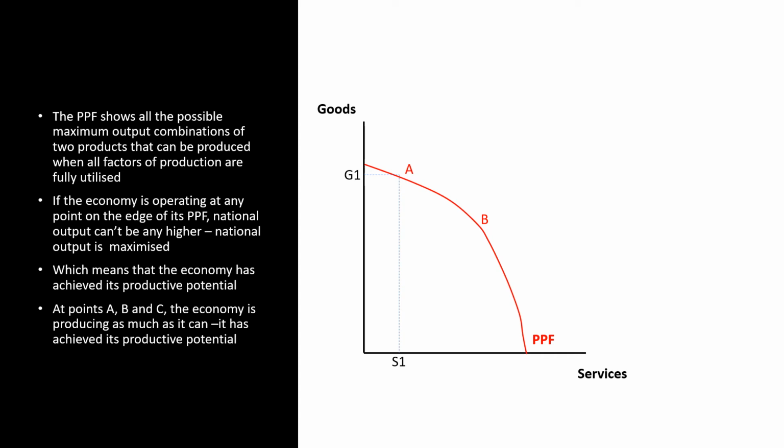There's point B, but a bit further down the curve. At point B, we're putting slightly more factors of production into producing services. So we can produce S2 services. But because we've put more factors of production into services, there are fewer available for goods. So that's why the output of goods is G2, which is slightly down on the G1 that we achieved at point A. Point C is even further down the PPF towards the services axis. So at point C, the output of goods is down again at G3. Why? Well, factors of production have been moved out of goods into services, which allows us to produce S3 services, which is more than what we were producing at point B, which was S2.